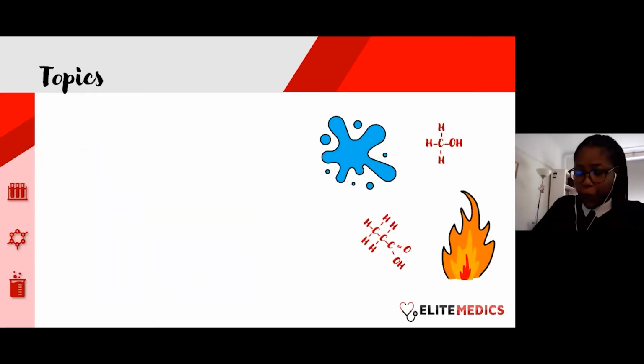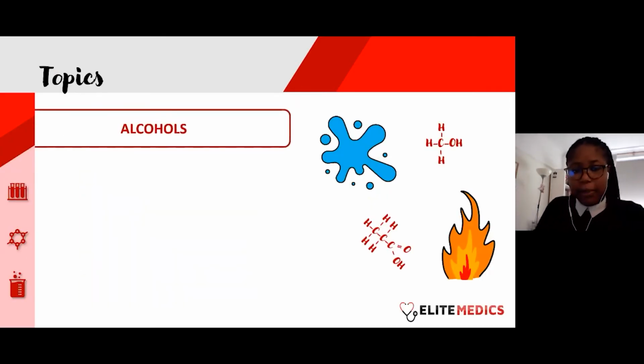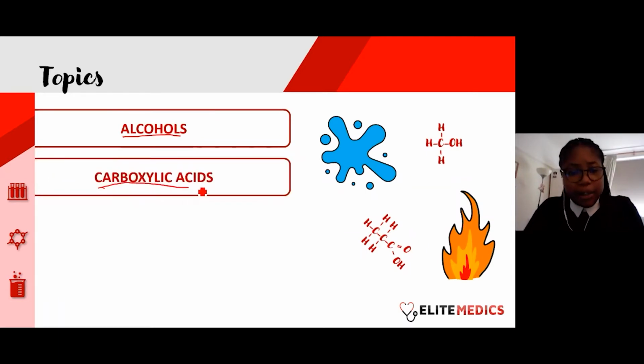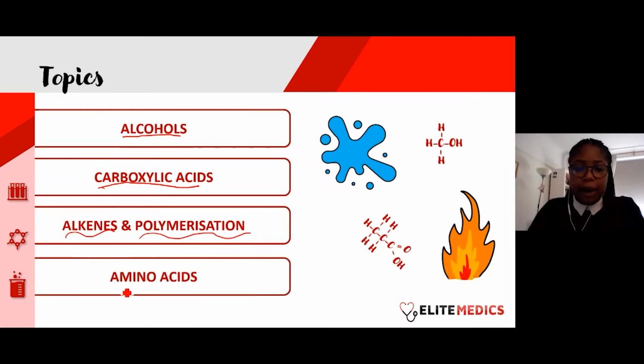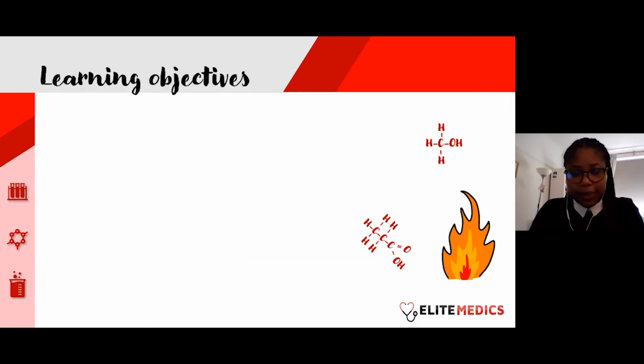Okay, so what are we going to be covering? It's the organic chemistry topic. We're going to be looking at different types of organic compounds, starting with the alcohols. We're then going to look at the carboxylic acids. And then we're going to look at alkenes and the type of reaction they take part in called polymerization. And we're going to end the day after lunch by looking at amino acids. So please don't panic if those terms aren't familiar to you, because we're going to be talking through what they are throughout today's session.